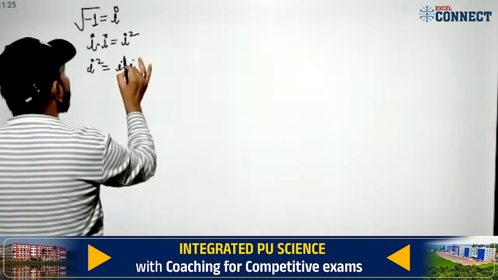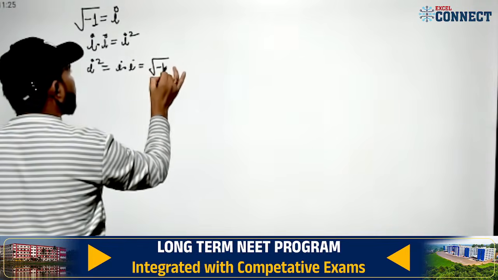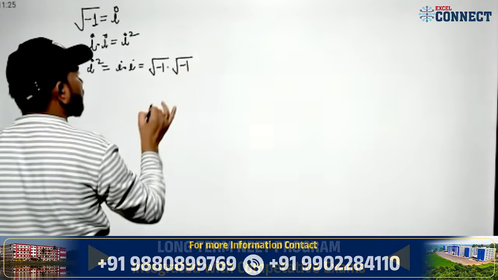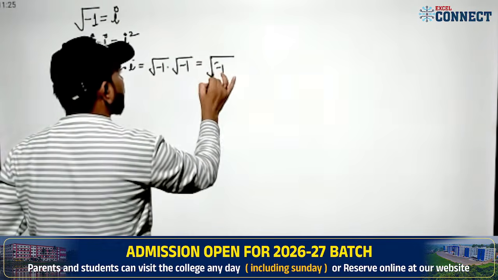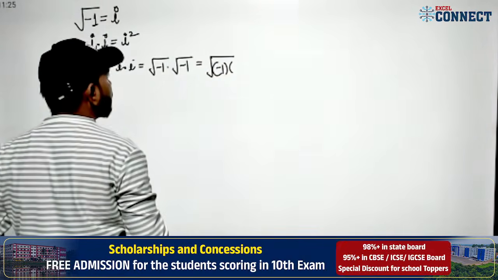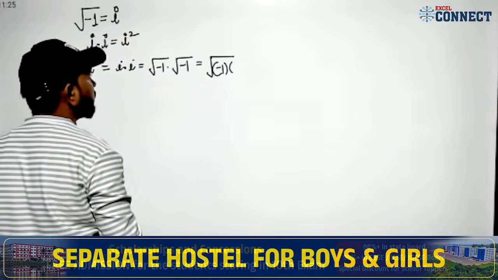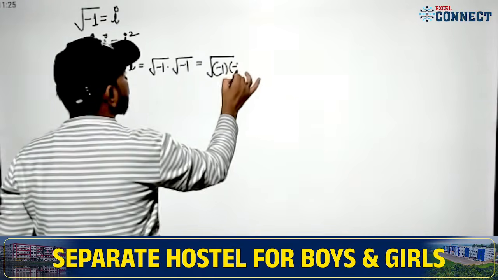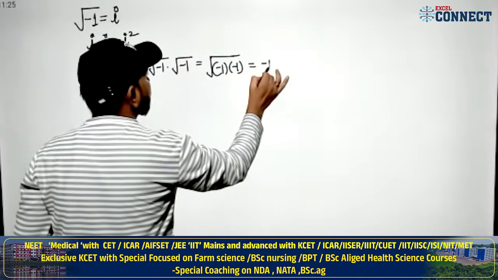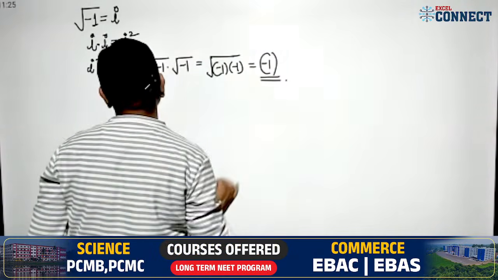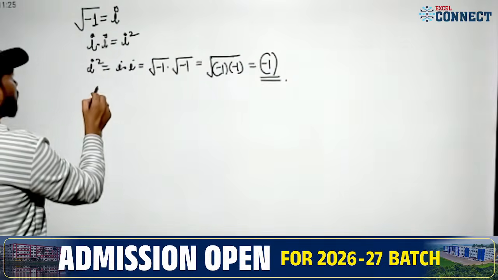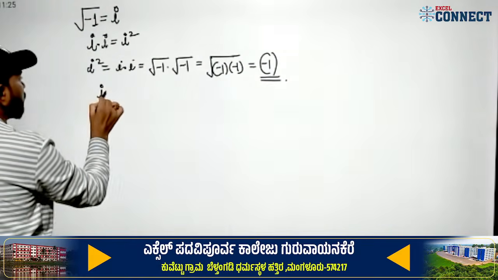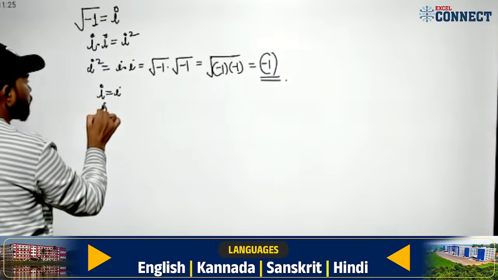It means iota is the under root of -1, into the under root of -1. The root came outside, so what is this value exactly? -1. So iota square is equal to -1. So iota is iota, and iota square is equal to -1.